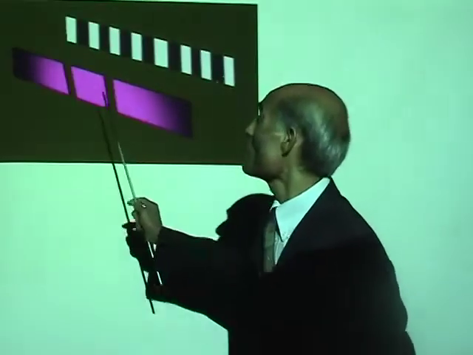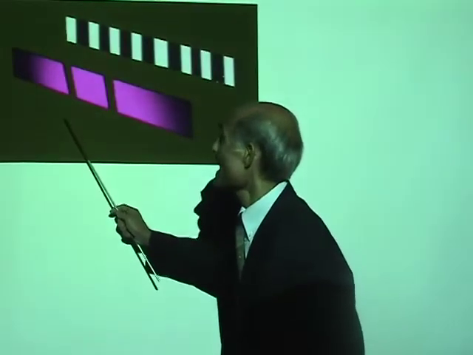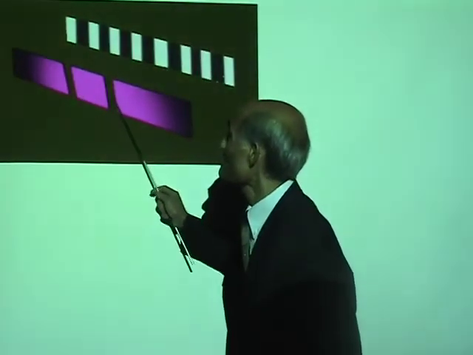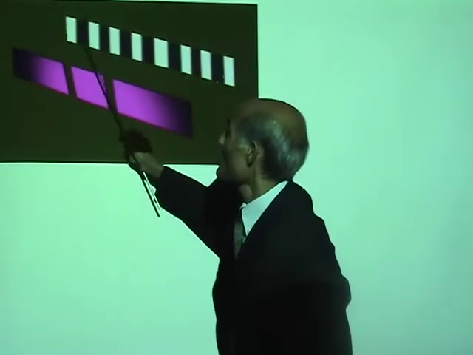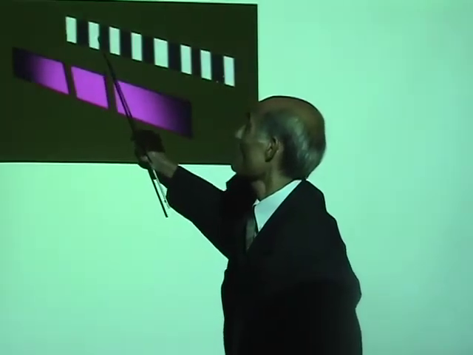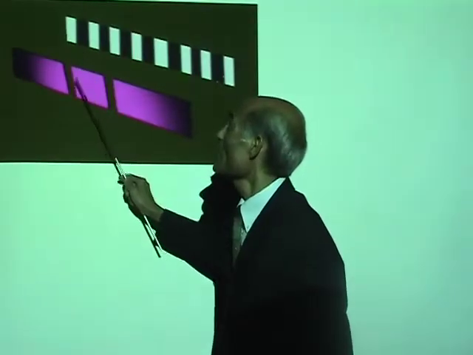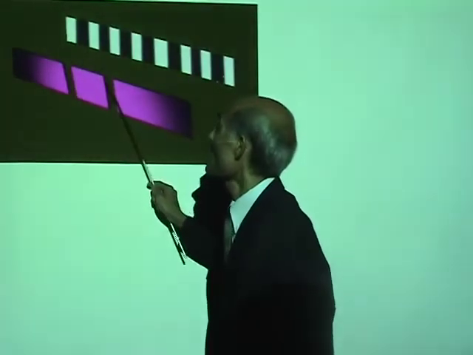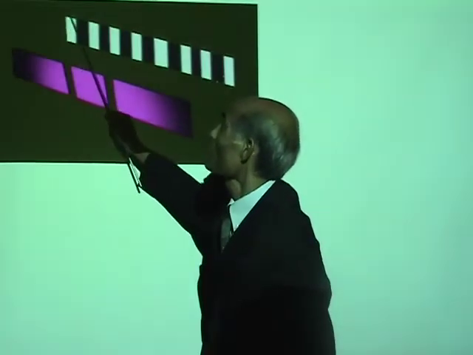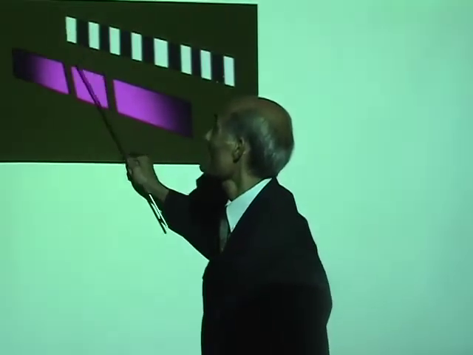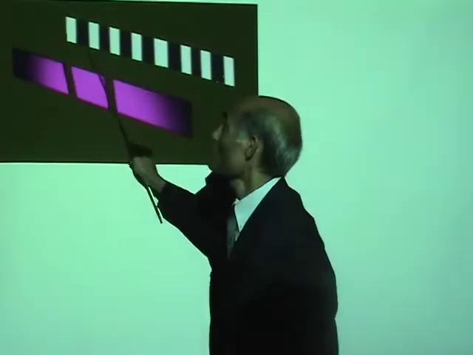This is another way of representing what Young observed. He allowed light to pass through these two slits and look at what was found on the screen. Dark and bright fringes. One more time. What does a bright fringe represent? A region where light from slit 1 and slit 2 arrive in phase. And next to it, they arrive out of phase.